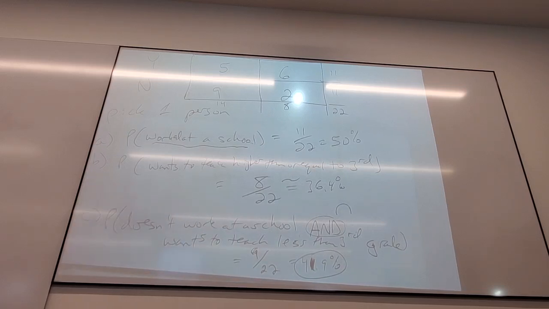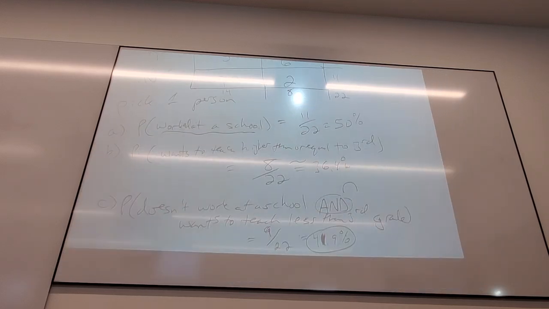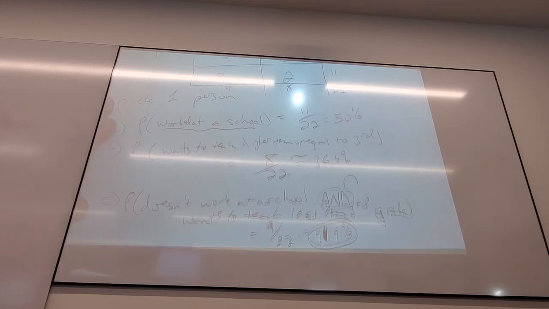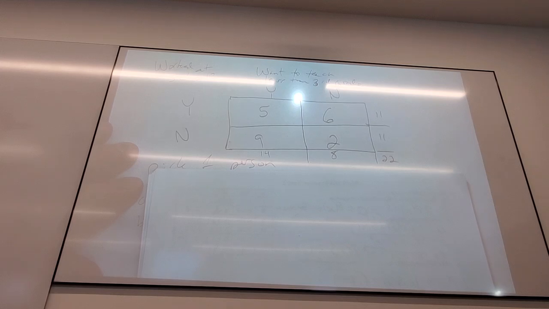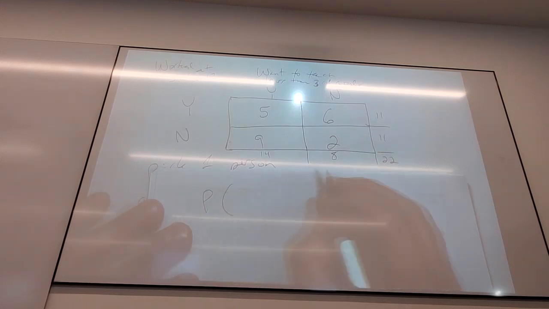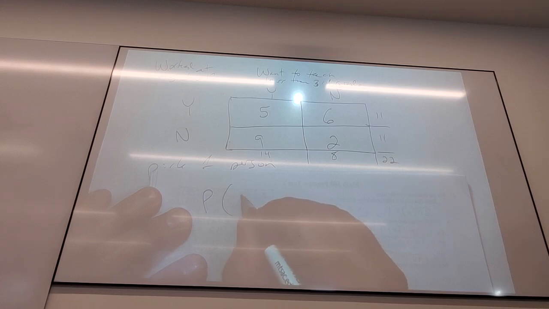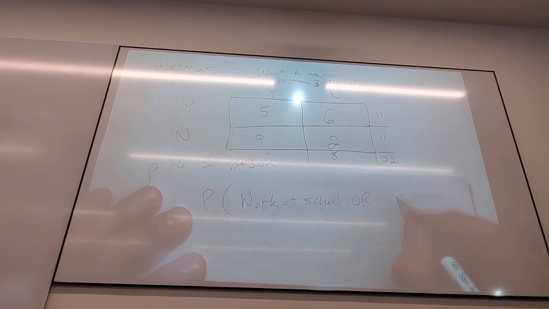Okay. So one more question, and this one's kind of important. This is the big one that the book kind of focuses on. What is the probability that I pick somebody from this group and they worked at a school or they want to teach less than 3rd grade?